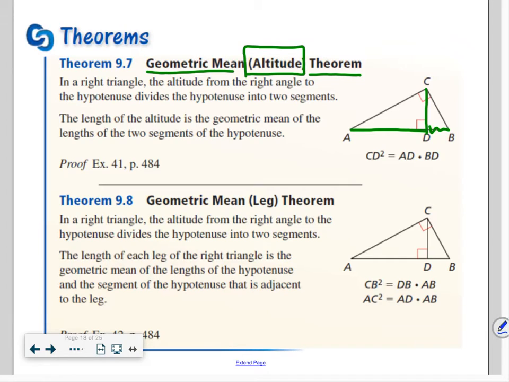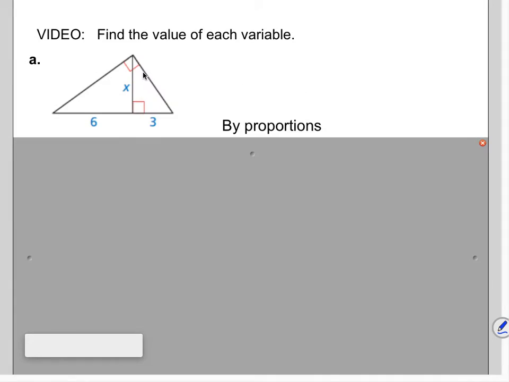They have called this CD squared, so I'm going to just use an x. So if I was going to find the geometric mean, x squared is equal to, we call this piece y, z. So what we're going to do in this example, we're going to apply the geometric mean altitude theorem.